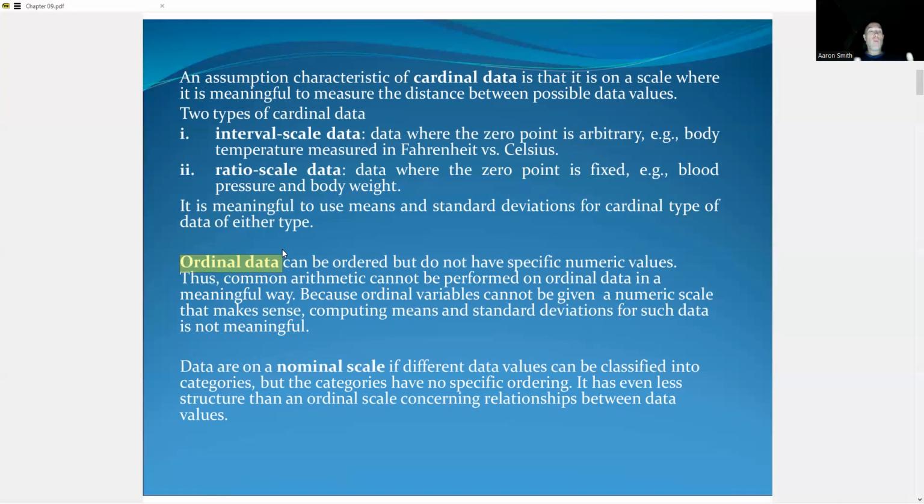Another example, which I was actually using for work yesterday, is very high, high, moderate, low, very low, or very likely, likely, neutral, unlikely, highly unlikely. That's also ordinal data. That's Likert scale data, and it's all over the place in terms of surveys and responses.